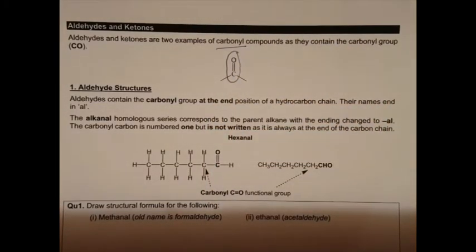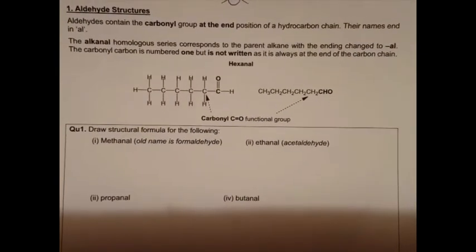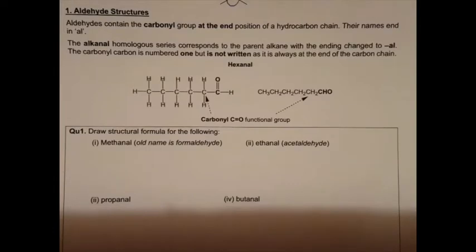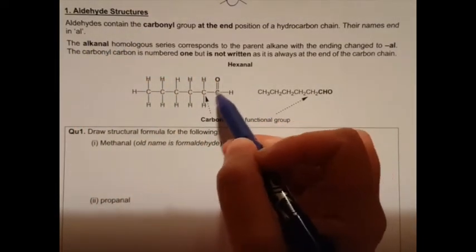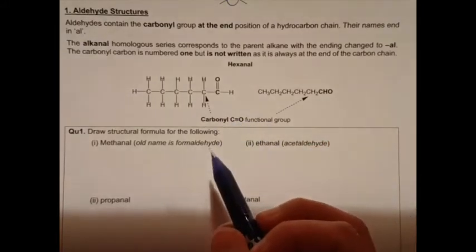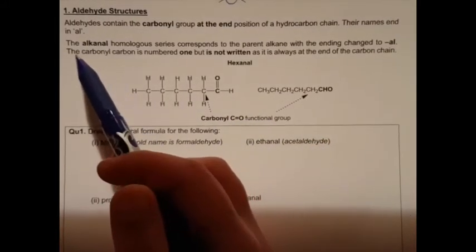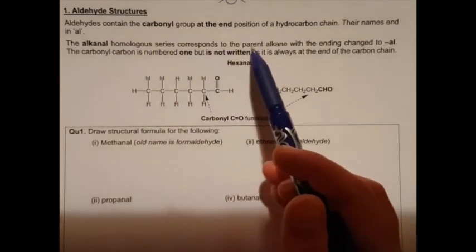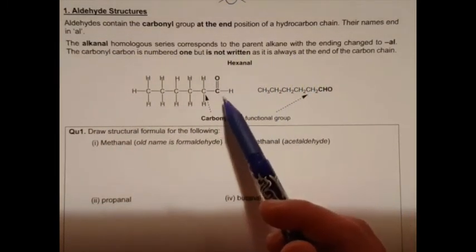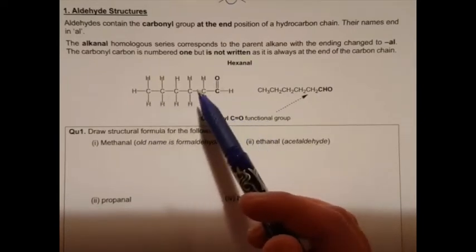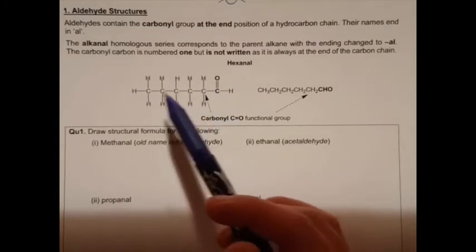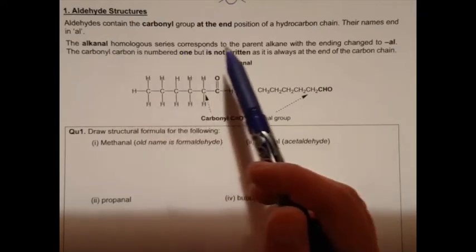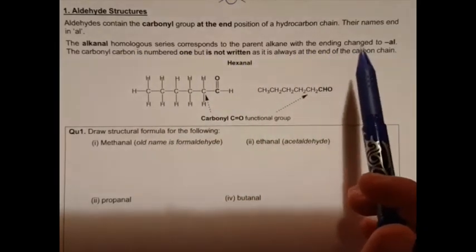First we're going to look at aldehydes. So aldehydes contain the carbonyl group at the end position of a hydrocarbon chain. Their names end in al. So we've got aldehydes generally, which contain the carbonyl group at the end position of a hydrocarbon chain, but then we also have something called the alkanal homologous series. So the alkanal homologous series corresponds to the parent alkane. So basically we've got the aldehyde, the carbonyl group at the end of a chain, and then the rest of the chain, if it's an alkanal, is just single carbon-to-carbon bonds with hydrogens. There's no double bonds or anything fancy. So the alkanal series corresponds to the alkane series with the ending changed to al.